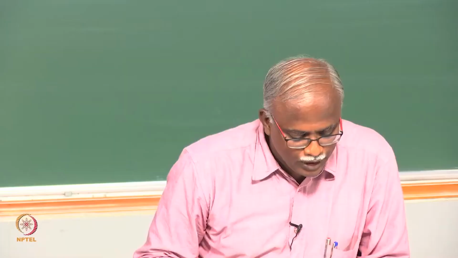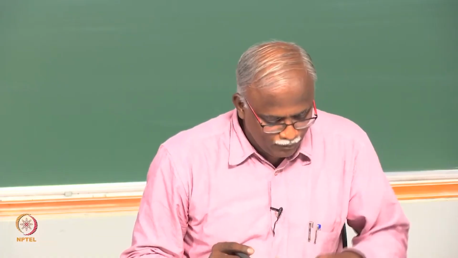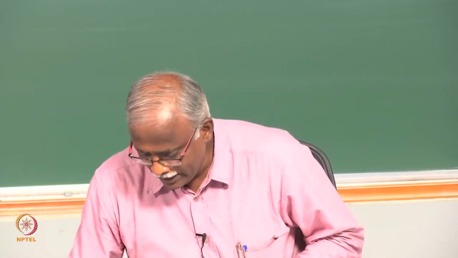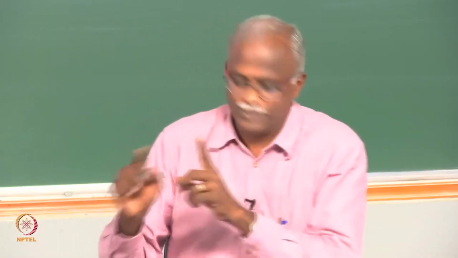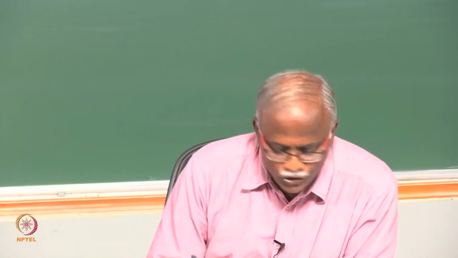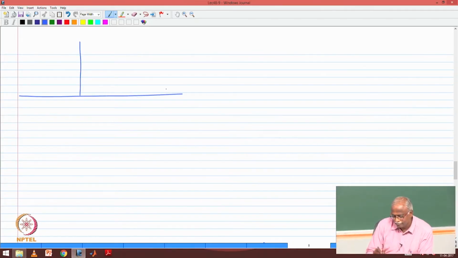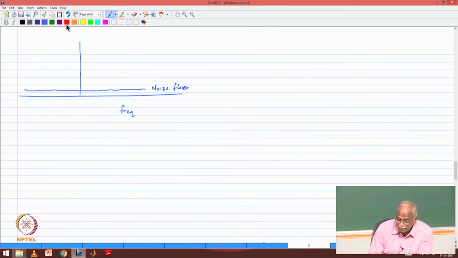Okay. Now we want to spend a few minutes on intuition, because the intuition helps us in building up. So here is a very qualitative perspective. Okay. This is frequency. AWGN I always will show like this. So this is the noise floor. Okay. Noise floor. Now what happens in a CDMA system, direct sequence spread spectrum?